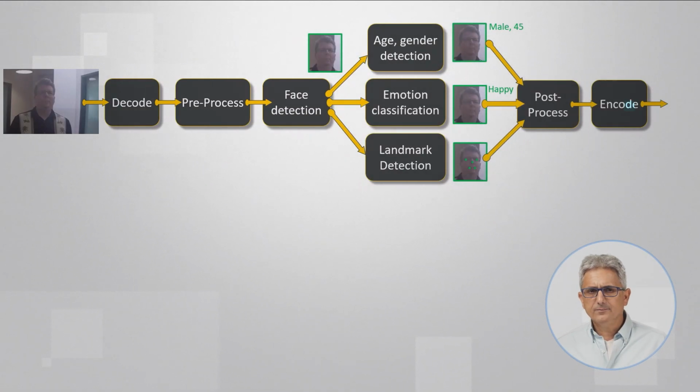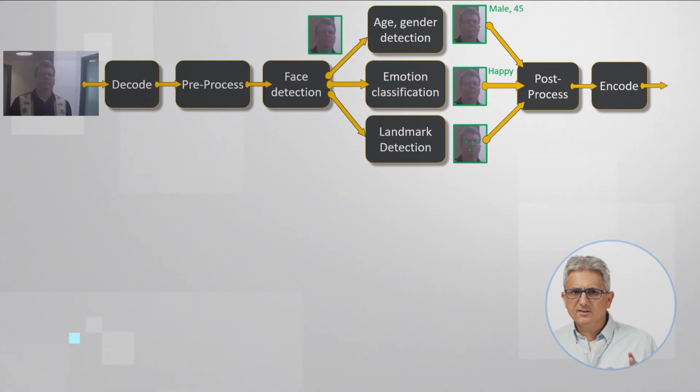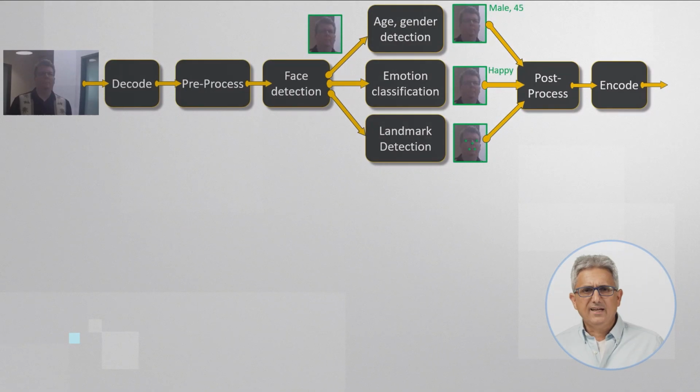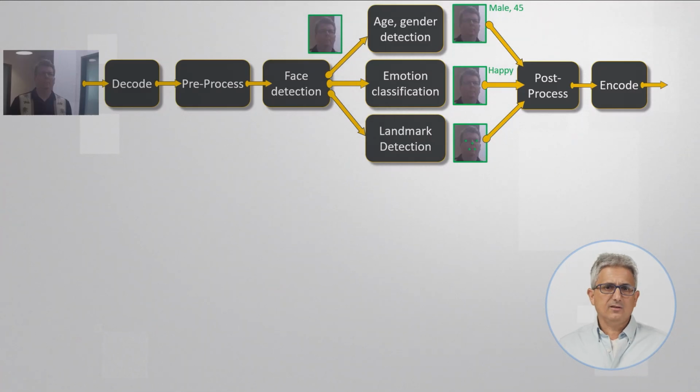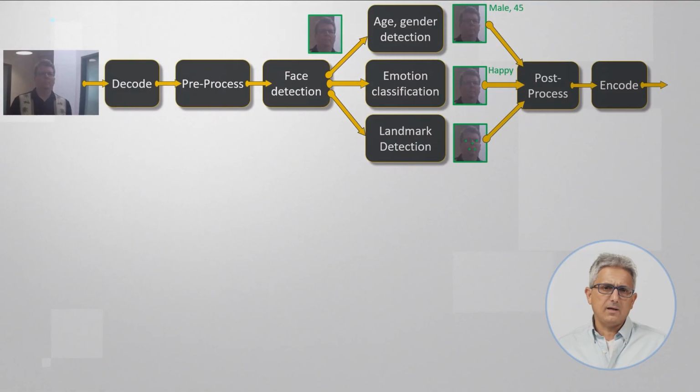Sounds complicated? Not with Deep Learning Streamer. Deep Learning Streamer allows you to take standard GStreamer elements and special AI-based elements like detection, classification, and more, and construct a full working pipeline. And here is our pipeline.